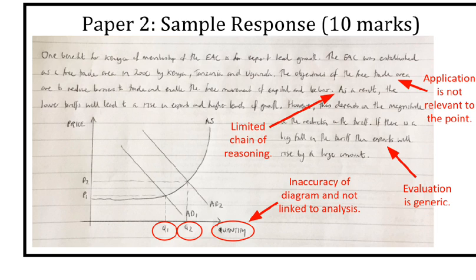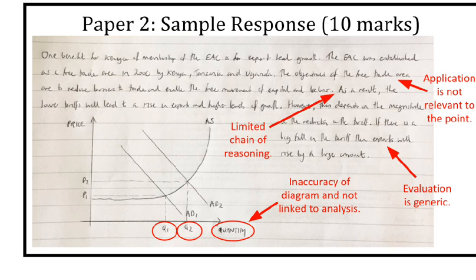Now the point that the candidate makes is fine. As you can see, then the application that the candidate uses is just not relevant to the point that is being made. It is from the extract and it does have some association with the EAC, but it's not talking about what the benefits for Kenya are.